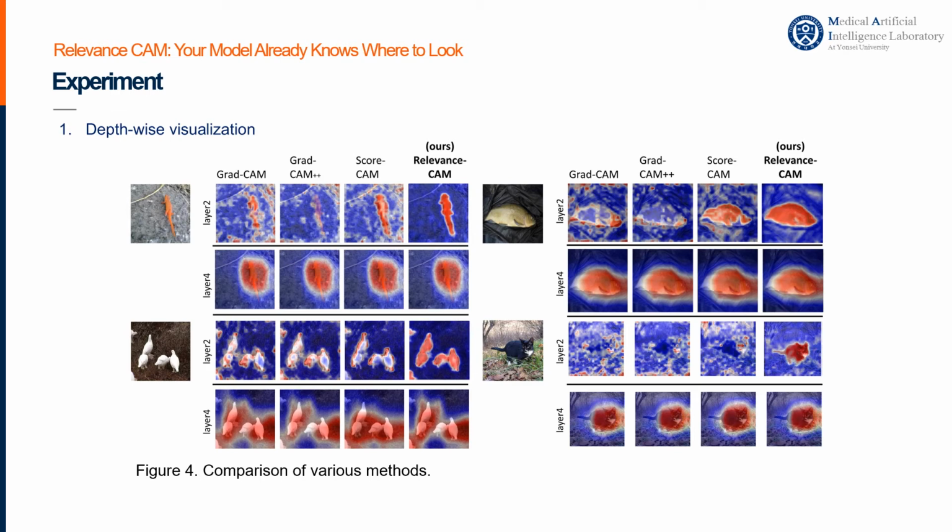First experiment is depth-wise visualization. The figures show a comparison of various methods. The columns are for each method and rows are divided along the layer depth. As you can see, in the shallow layer, layer 2, the result of each method is quite noisy except for Relevance-CAM. Relevance-CAM localizes the target class well even from the intermediate layers. This indicates that the shallow layers can also extract class-specific information.